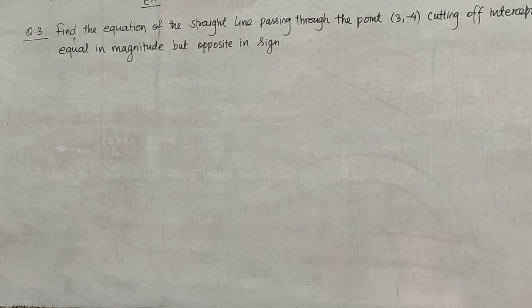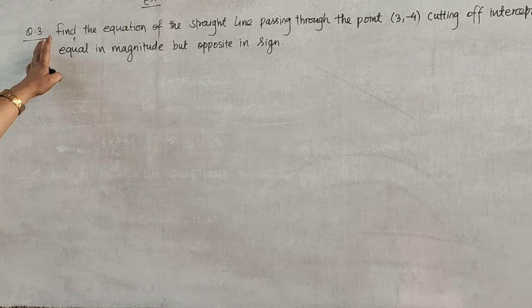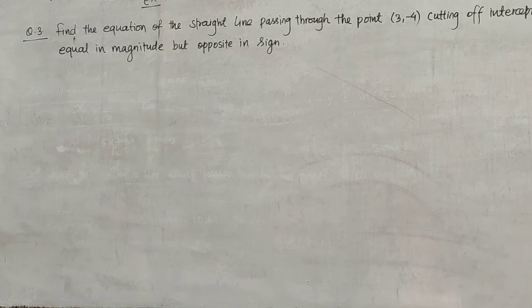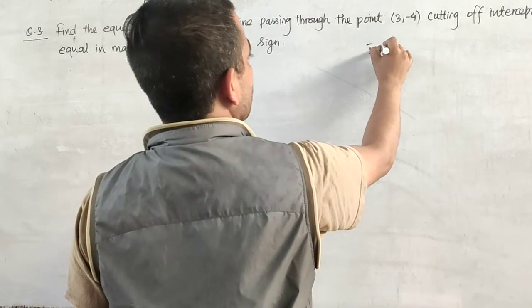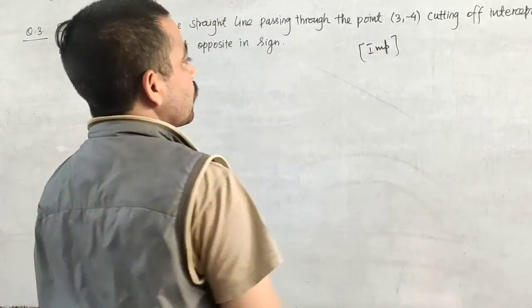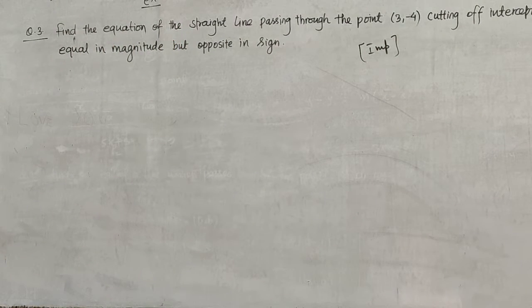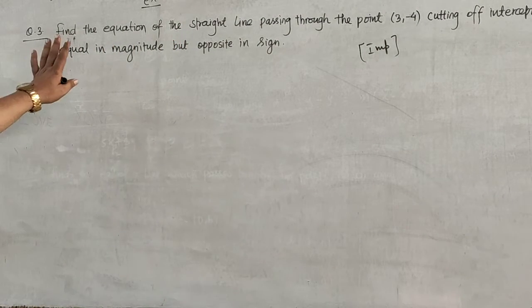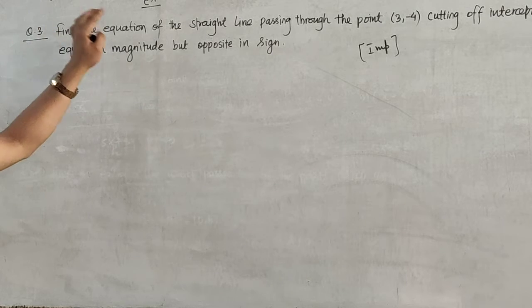Third question is here. You can see, find the equation of the straight line passing through the point (3, -4), cutting off intercepts equal in magnitude but opposite in sign. It is also an important question from the point of view of examination. Try to understand the question.